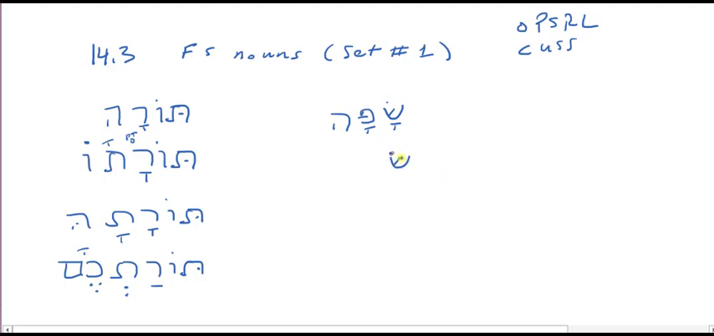It's got to undergo a change of ending, and it's going to be safat, and then I can add the holem vav for the 3ms pronoun. His lip. He busted his lip. Safato. Now the accent is going to be over here on the end, and after we've changed our ending and added the pronominal suffix, the next thing that can happen is vowel changes. Will I have vowel changes? Yes, the accent is on the end.